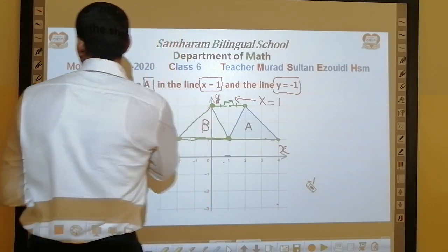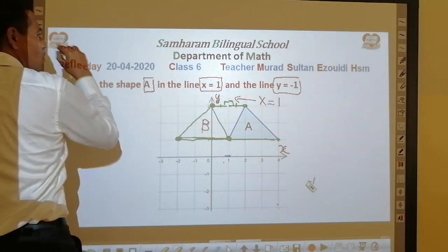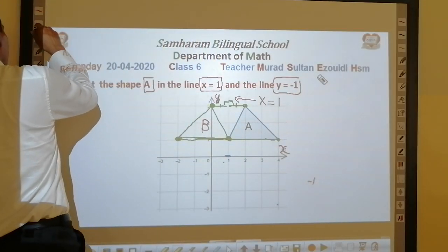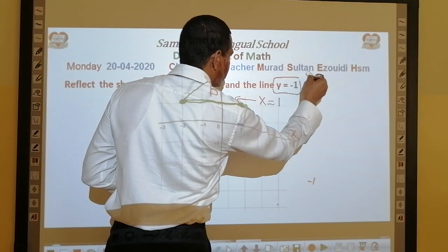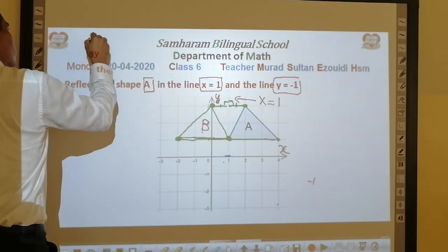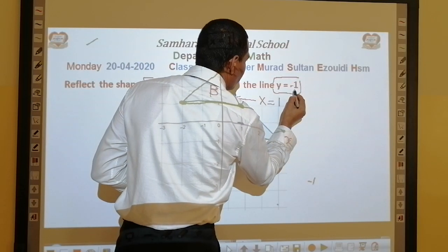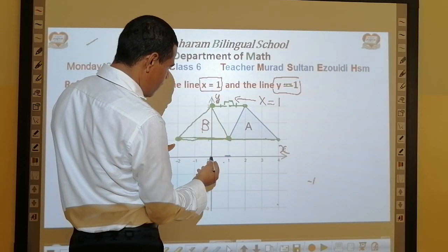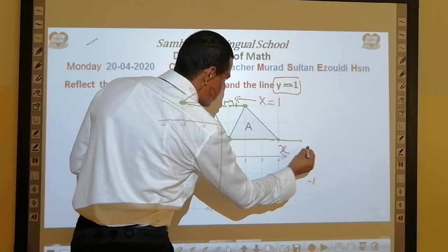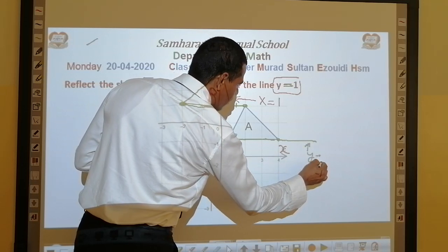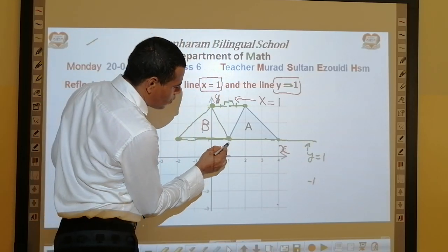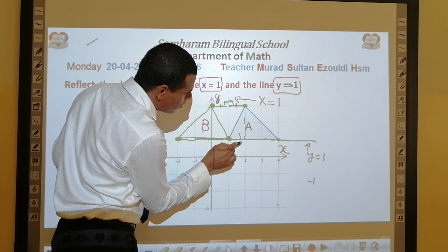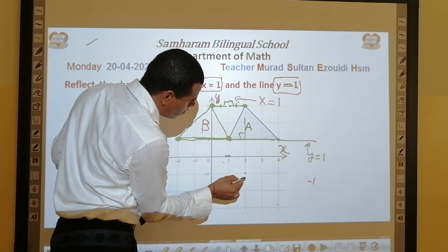So this one, my kids, I will make y equal 1. This is y, so y equal 1. Now this point belongs to the line, so it is the same. And here, how many units? 1, 2, 3. This is 90 degrees, and this is also 2 units.